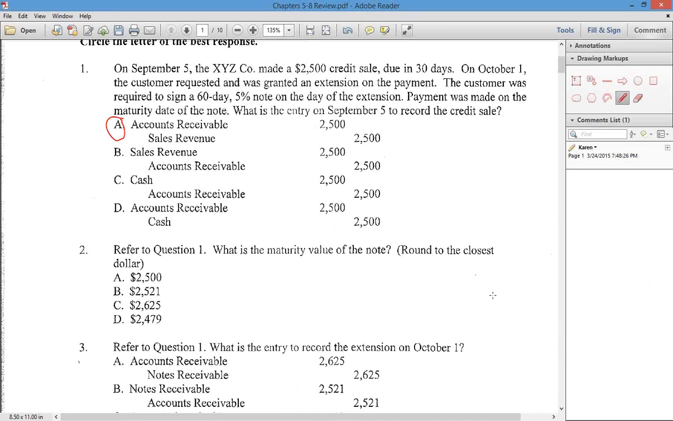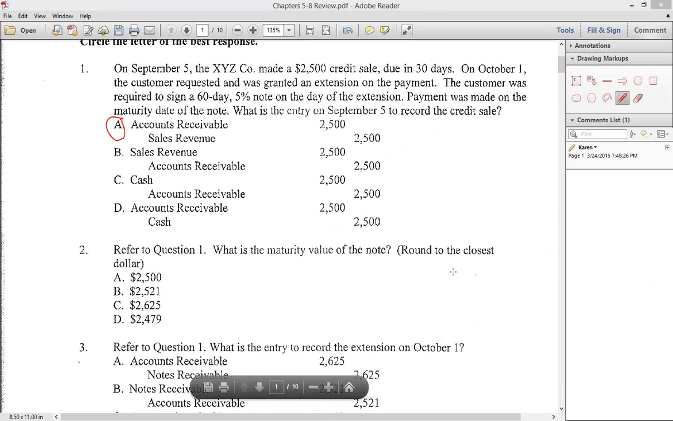So just take the amount of the note, which would be $2,500, times the percent of 0.05 times 60, and divide it by 365. And that gives you your interest. Okay, what do you think the answer is when you recalculate? Very good. The answer is B.